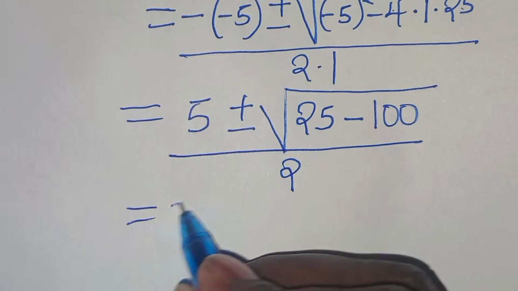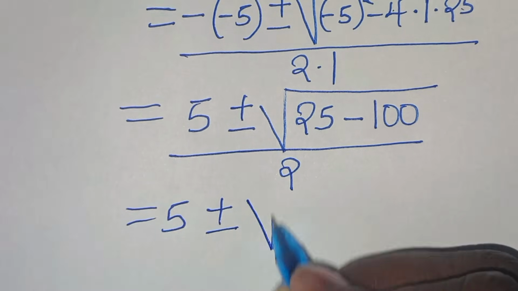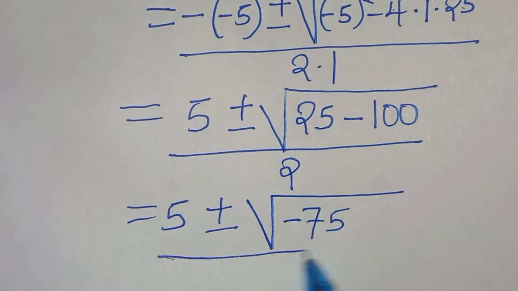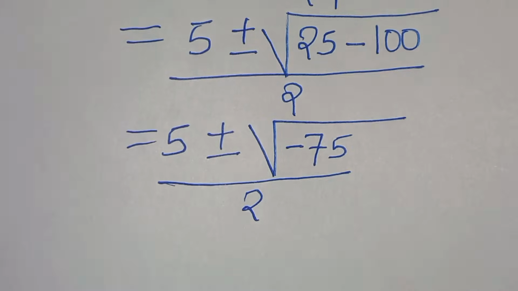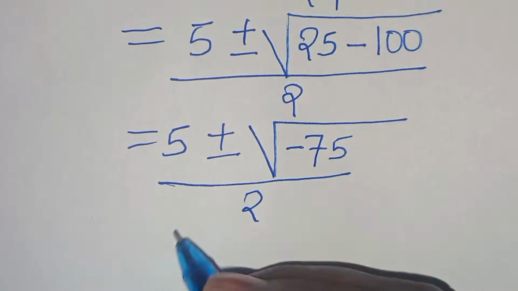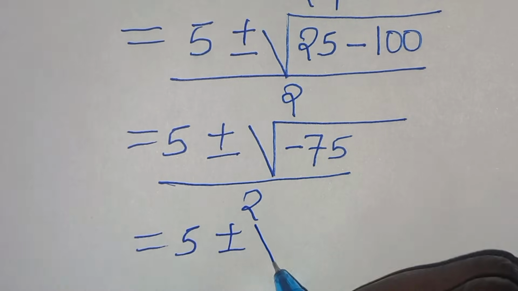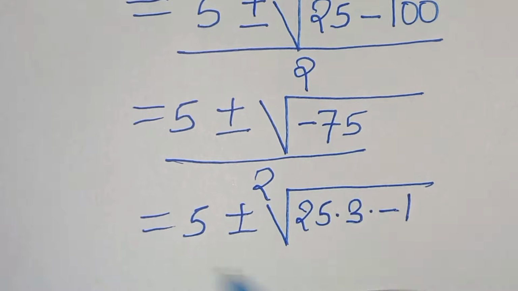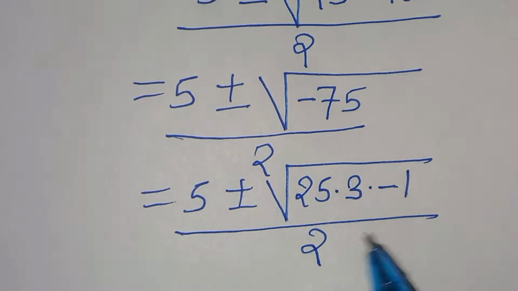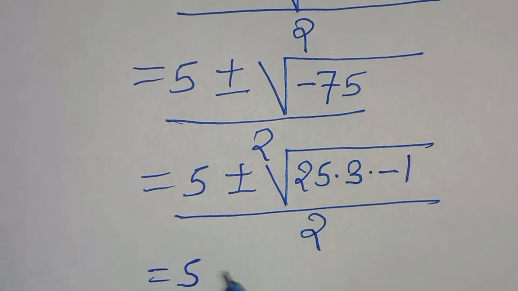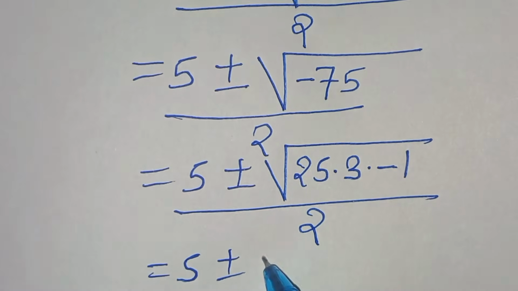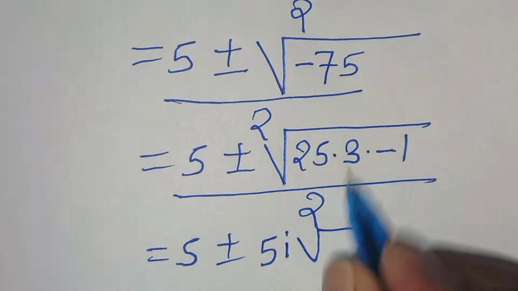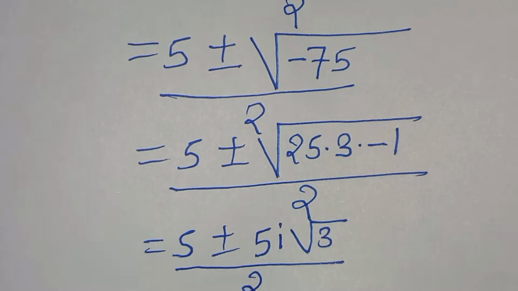So this implies we have 5 plus or minus the square root of 25 minus 100, which is minus 75, divided by 2. So we can express the square root of minus 75 as the square root of 25 multiplied by 3 multiplied by minus 1, everything here divided by 2. So in this case, we have 5 plus or minus the square root of 25, which is 5, the square root of minus 1, which is i, then the square root of 3, everything here divided by 2.